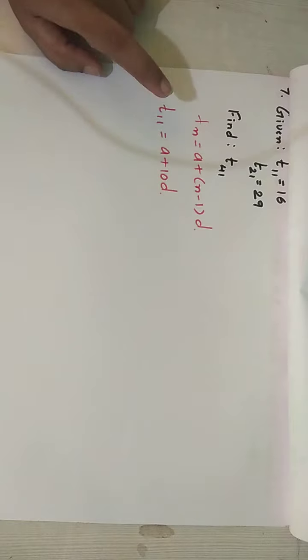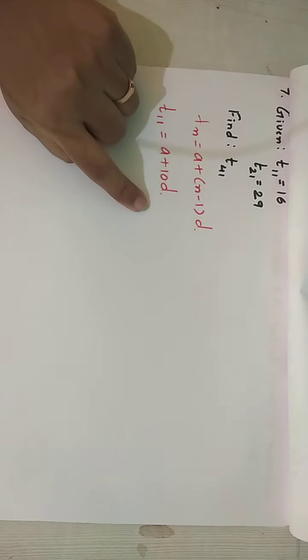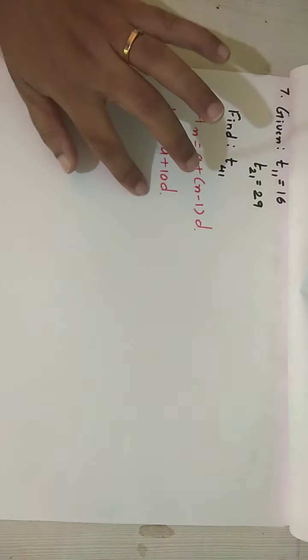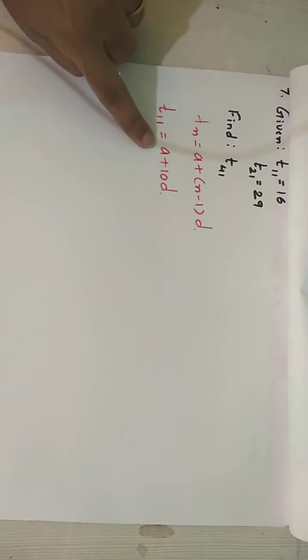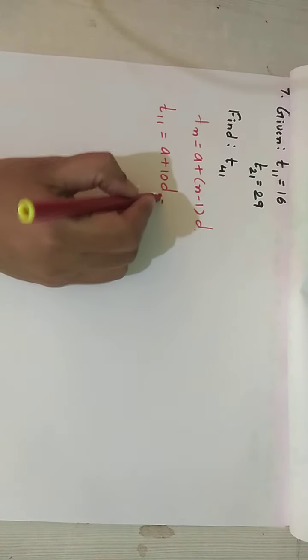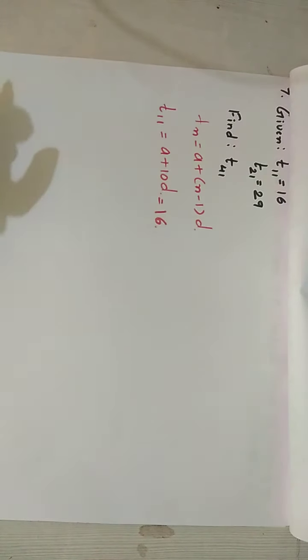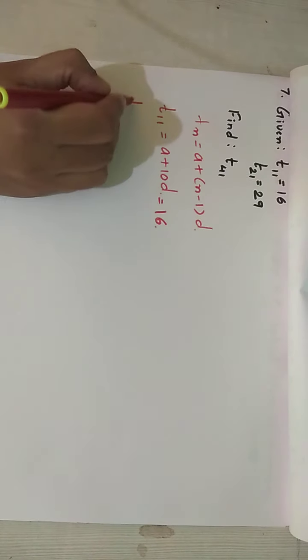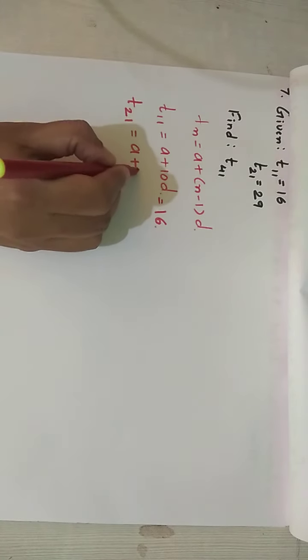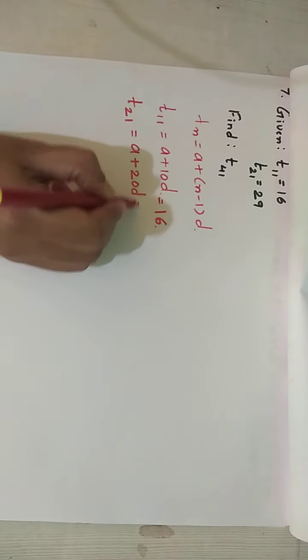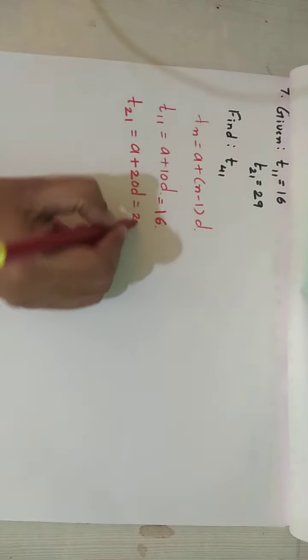Till now you should know, children, how to guess T. T11 is A plus 10D. T12 will be A plus 11D. You should be able to guess this now. T11 will be A plus 10D, and T11 is given to be 16. Now the next thing which is given is T21. According to the formula, it is A plus 20D, which is given to be 29.